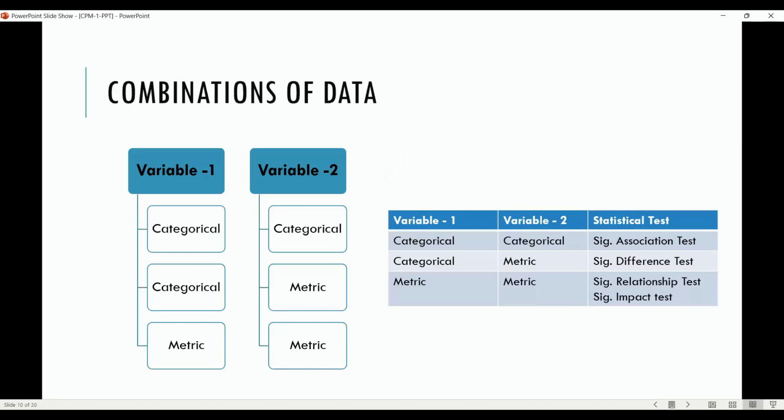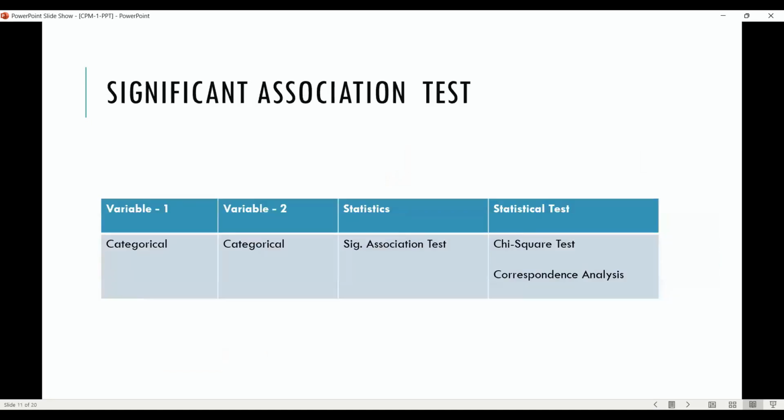So if both the data are categorical in nature, at that point of time, we will do a significant association test. That is, we will try to identify whether both the categorical data are associated with one another using a statistical technique called the chi-square test or the correspondence analysis.